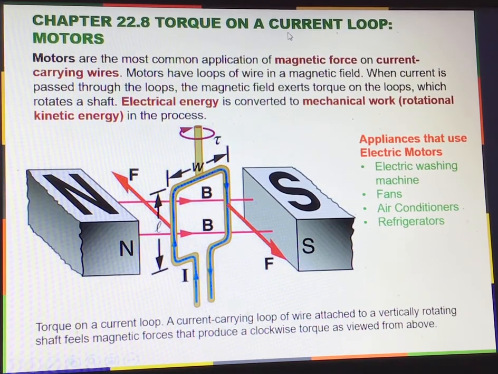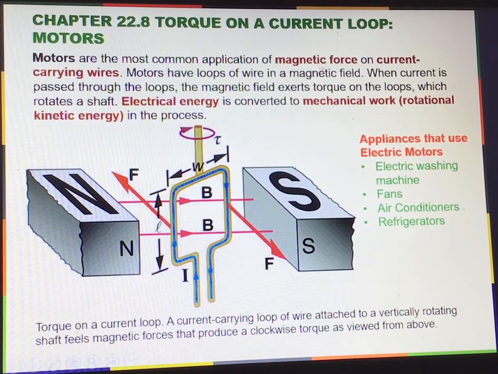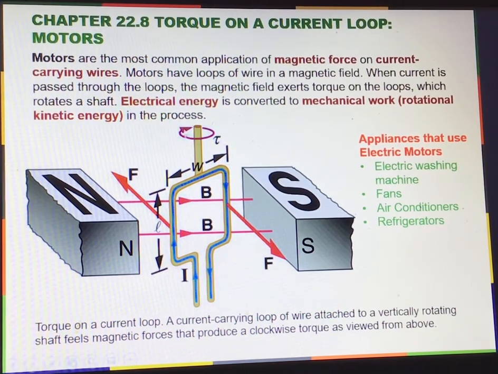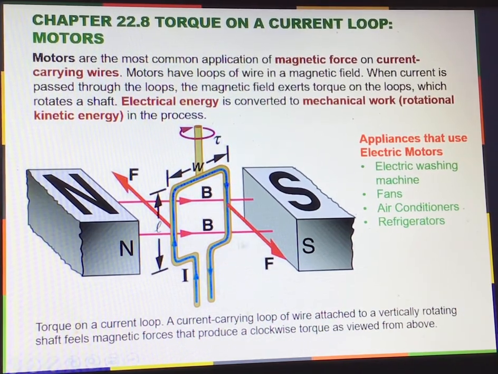One example that I want to focus on is the example of motors. Generally, we can think about motors as applications of magnetic force on current carrying wires. So basically, this example explains exactly the setup. You have some amount of current that goes through this loop. So this is a loop of wire.